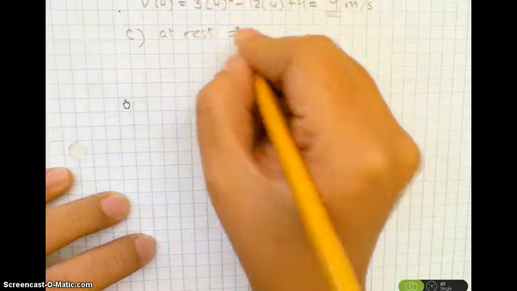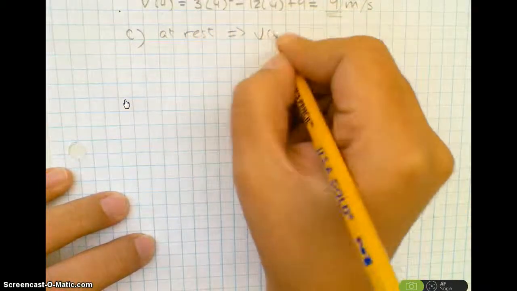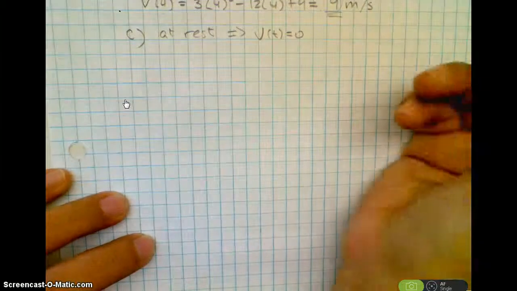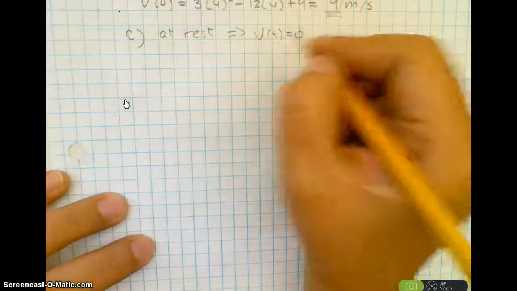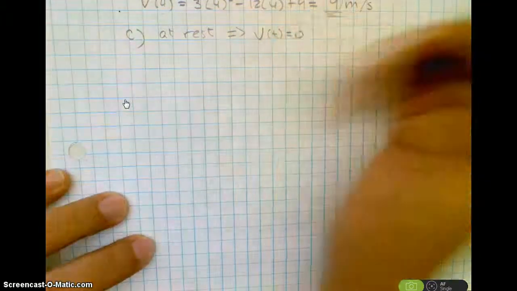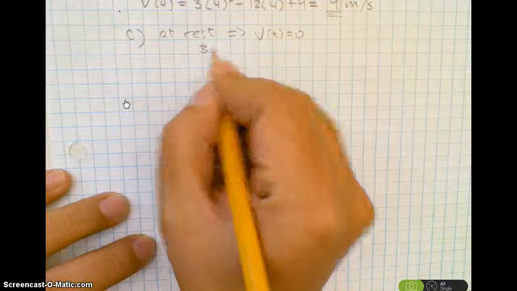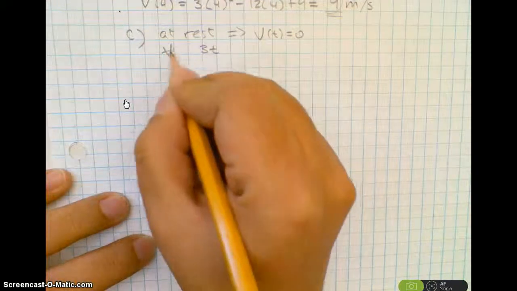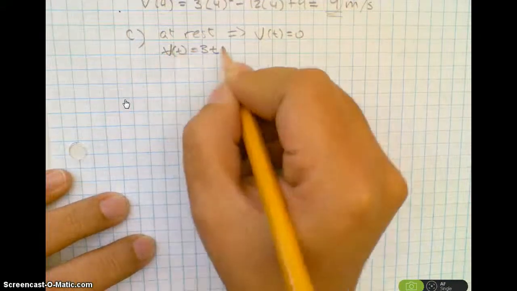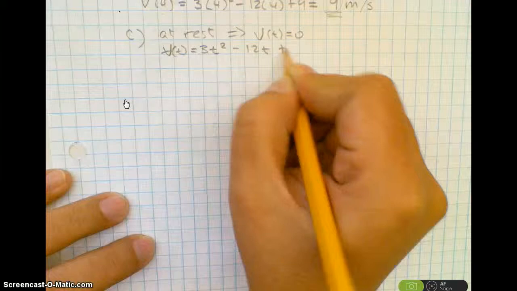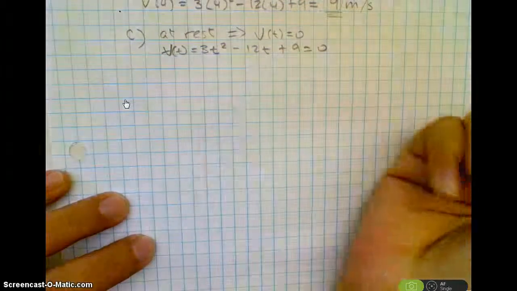At rest means the velocity is 0. So we just have to find out how much t is, so that v of t equals 0. So I'm going to take v of t, 3t squared minus 12t plus 9, which should equal 0, and I'm going to factor.